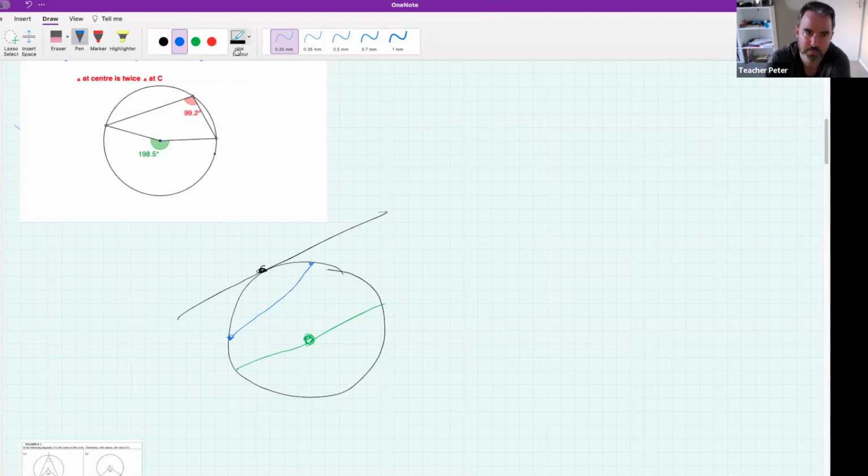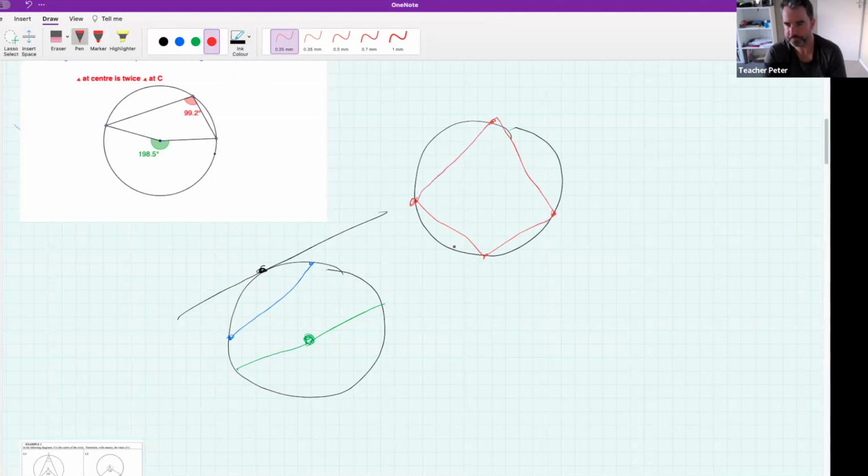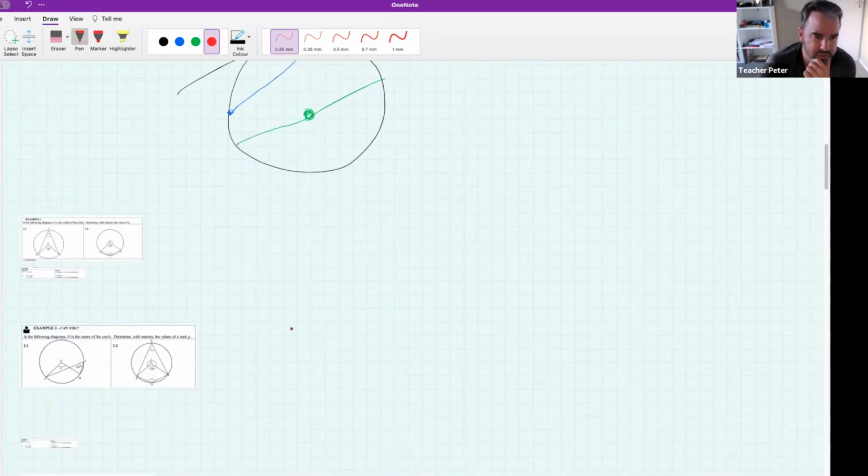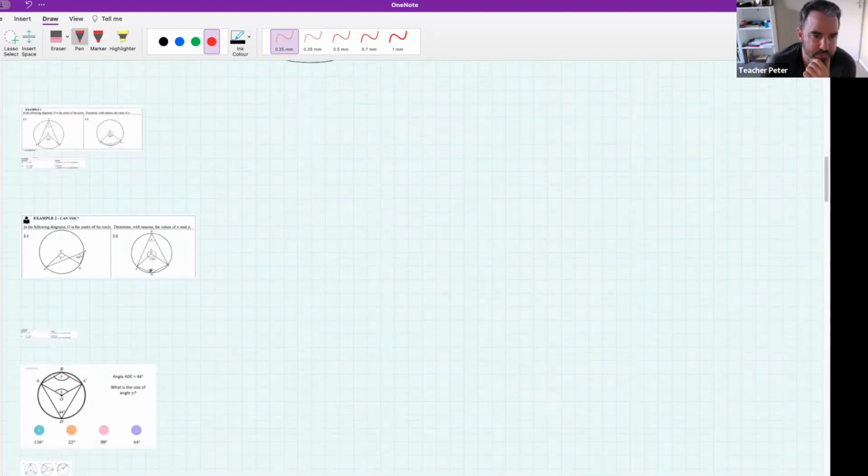We also spoke about something called a cyclic quad. A cyclic quad is a quadrilateral where all 4 vertices fall on the circumference of a circle. So that's a little recap of what we did in the last lesson. We basically dealt with triangles inside circles as well. So let's start with a couple of questions just to get the brain flowing.